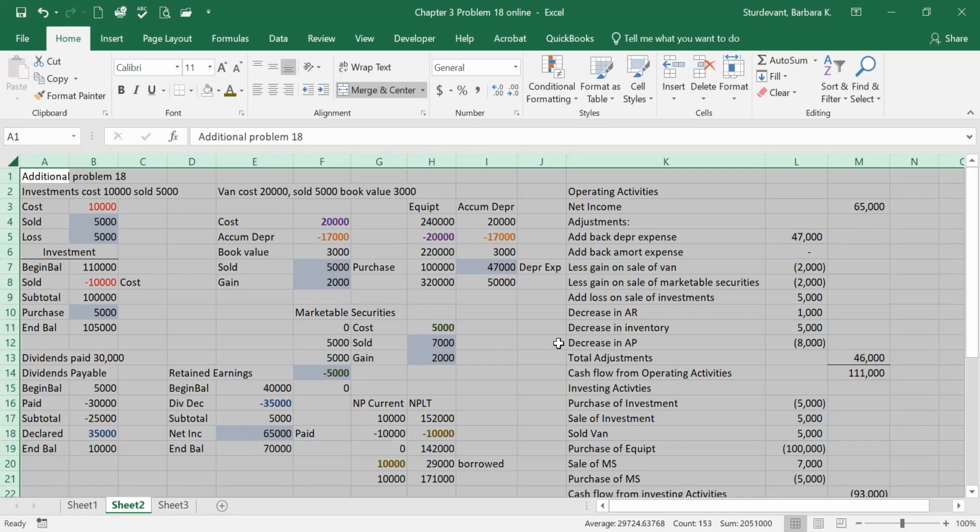Depreciation expense, we had to go up to these here. First of all, we had a piece of equipment that was sold. They told us the cost. They told us the book value. We had to work backwards to get the accumulated depreciation. So you have to remember cost minus accumulated depreciation equals book value. It was sold for 5,000, so it gave us a gain.